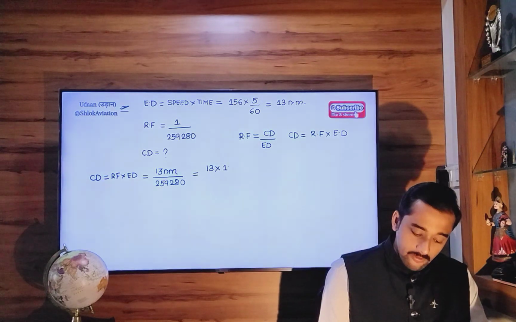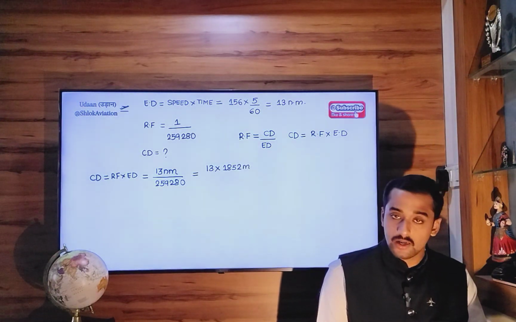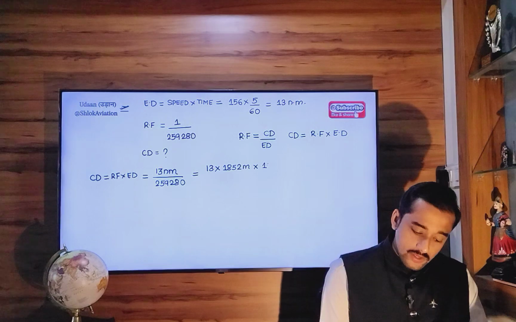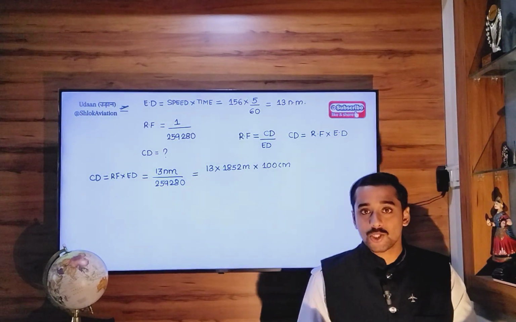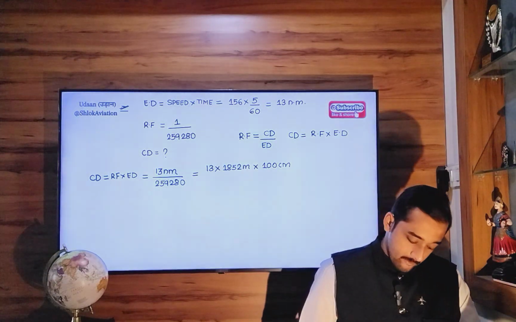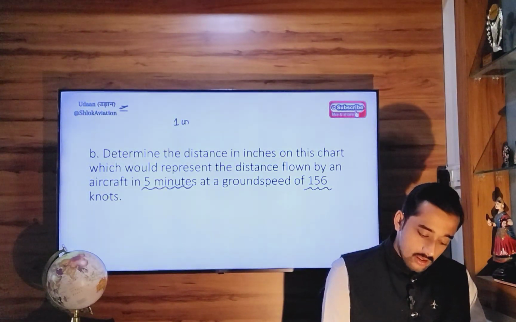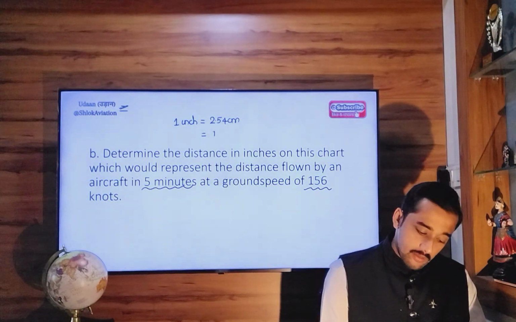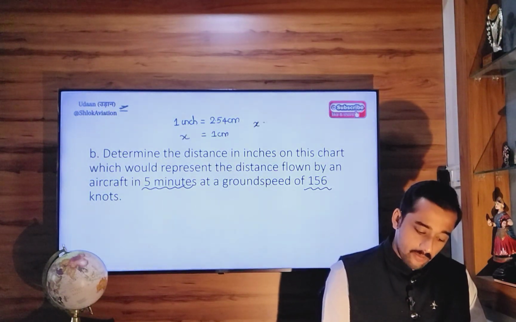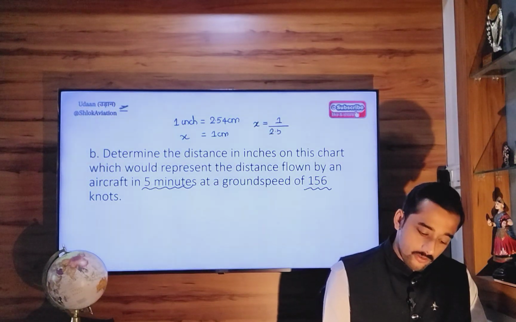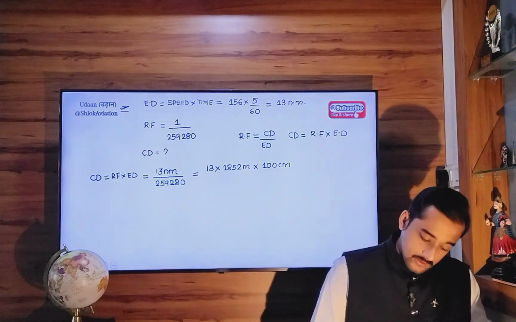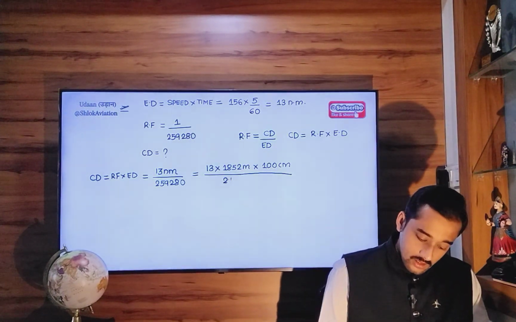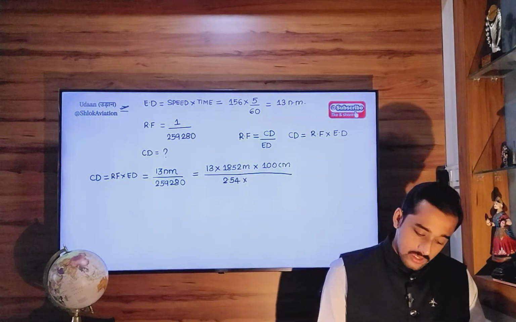So 13 into 1852 becomes meter, into 100 becomes centimeter. And we know that to convert centimeter into corresponding inches, we have to divide by 2.54. 1 inch is 2.54 centimeter. So 1 centimeter will be how many inches? Cross multiply: 1 divided by 2.54. So we are going to divide this by 2.54, and then in the denominator we already have this value.